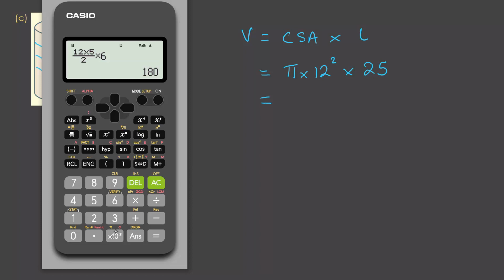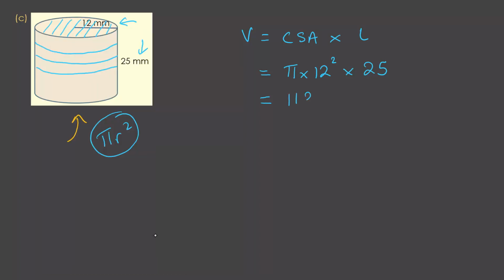So we're going to go for pi times 12 squared times 25. And that gives me, let's call that 11,310 cubic millimeters going to the nearest integer.